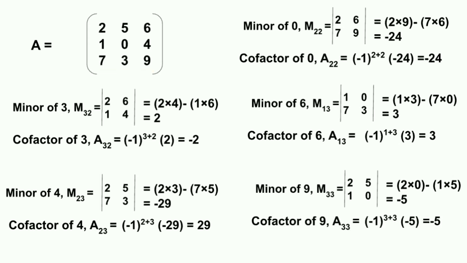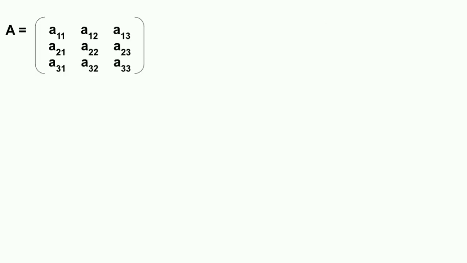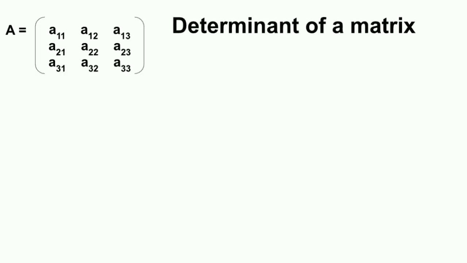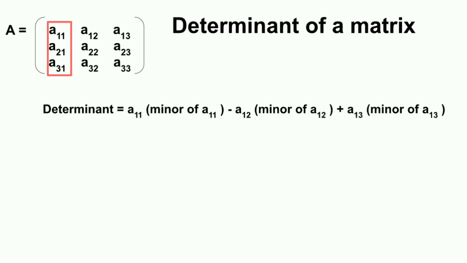Let's try to understand the determinant of a matrix in terms of minors and cofactors. As we discussed before, to find the determinant of a matrix, we first choose a row or a column. Then we put the signs plus, minus, plus alternately. After that, we write all three elements corresponding to the row. The determinant of the matrix A can be described as A11 into minor of A11 minus A12 into minor of A12 plus A13 into minor of A13.